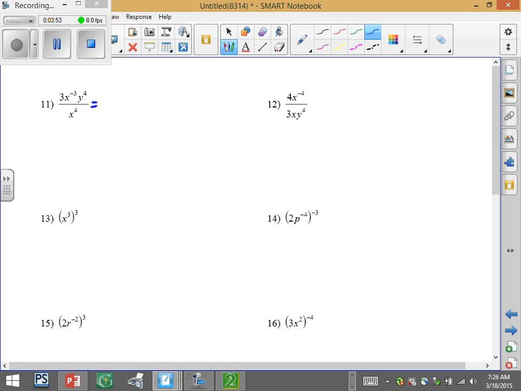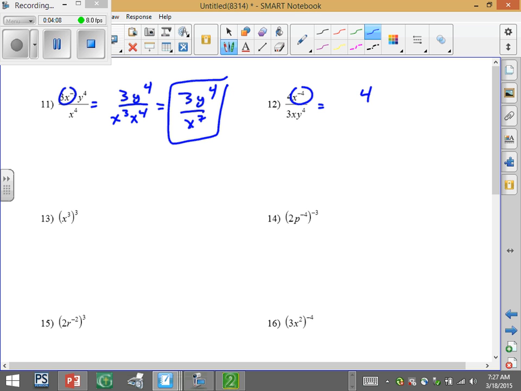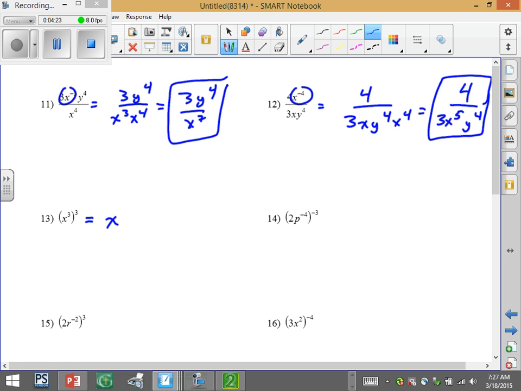I need to move this x to the third into the denominator, so 3y to the fourth stays in the numerator, and we end up with x to the third and x to the fourth. So put all those x's together, and we end up with 7 x's in the denominator. This x to the fourth needs to go to the denominator, so the 4 stays up top. The x to the fourth goes to the bottom. Now start combining what we can. We actually end up with 5 x's in the denominator. X to the third will just be x to the ninth.